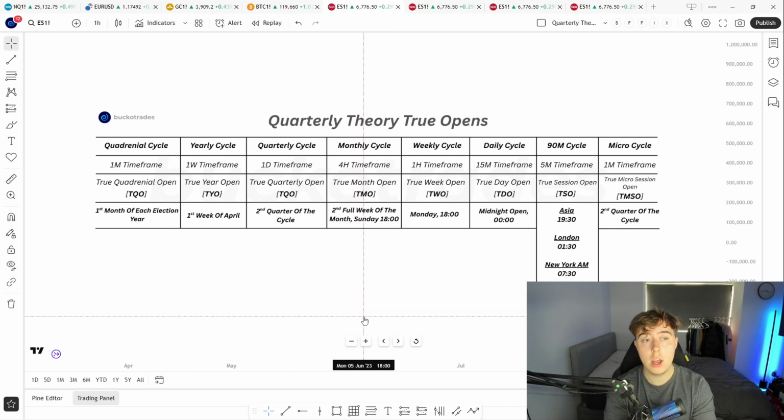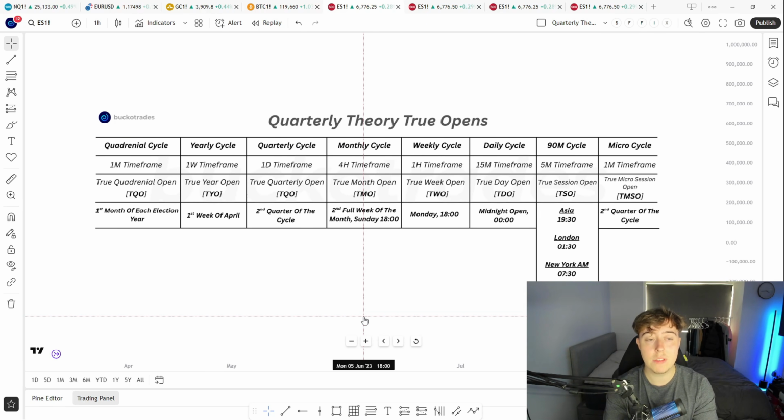Quarterly cycle, again, there's no specific date or time for this because there are many quarterly cycles within each year, but essentially it is the second quarter of the cycle. That's the only way that I can tell you guys, because there's not a set day that the true quarterly open is every single time. So just mark out the quarters, wait for Q2, mark out the open of Q2.